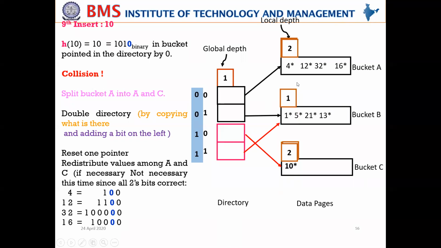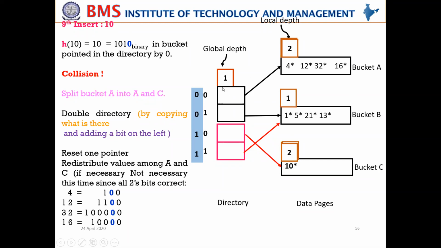Now, in this particular example, how many bits of address do you need to use in order to distribute the elements? 2 bits. Earlier, only 1 bit was used. Now we are supposed to use the last 2 bits. When I use the last 2 bits, 00 points to bucket A, so there is no change. 4, 12, 32, 16 point to bucket A itself. Now our intention was to point 10. I need to take 2 bits. That's why the global depth has become 2, and the local depth also should become 2 here.